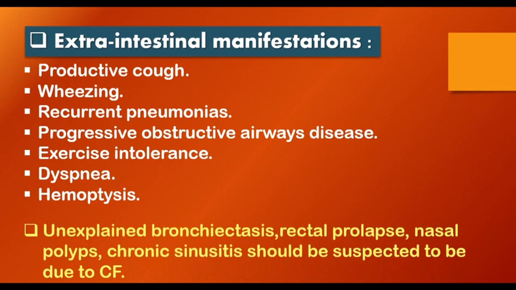And we have to focus on this, because unexplained bronchiectasis, rectal prolapse, nasal polyps, and chronic sinusitis should be suspected to be due to cystic fibrosis. I mean, the combination of these manifestations should put in our mind that this may be cystic fibrosis.